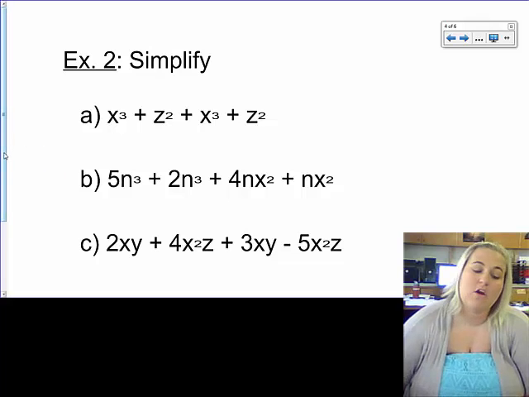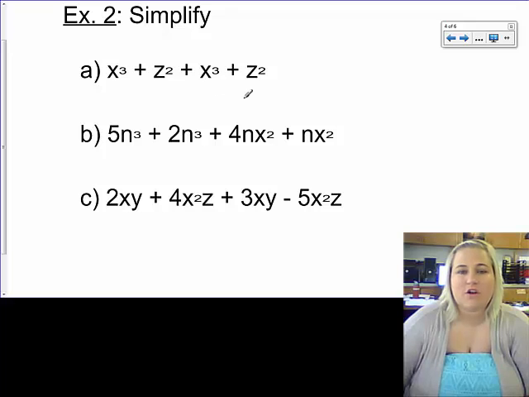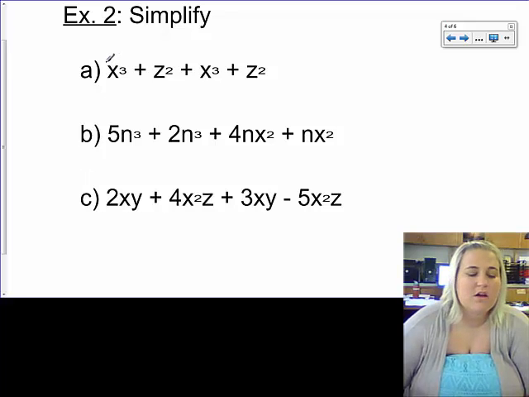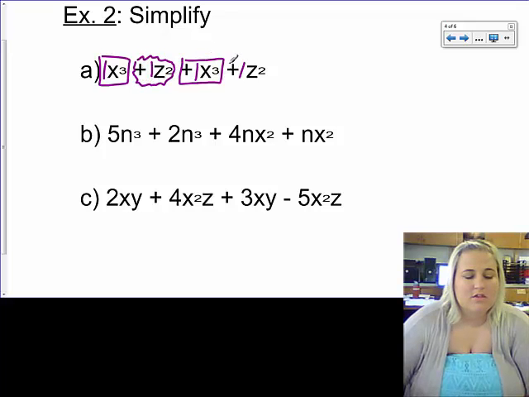Same thing's happening here. I have x to the third plus c to the second plus x to the third plus c to the second. Things that we need to remember: just like that understood exponent, we always have an understood coefficient. If we don't see it, it is an understood 1. You don't have to show it. I'm just showing it to ease the minds of some of you. So if I have 1x to the third, do I have any like terms with this? Absolutely. I have plus another 1x to the third. And then I have this 1z squared plus 1z squared.